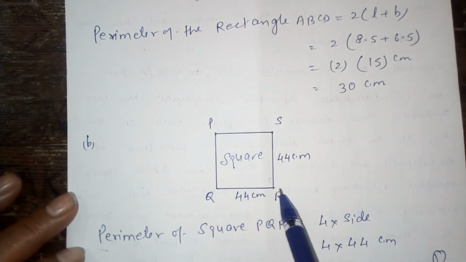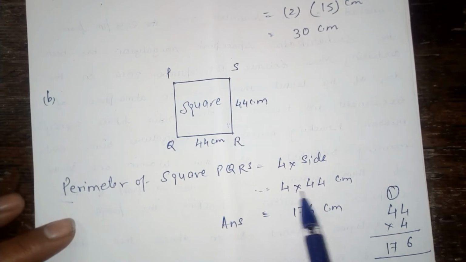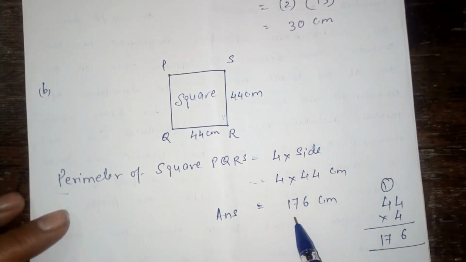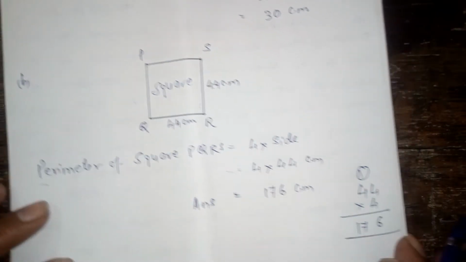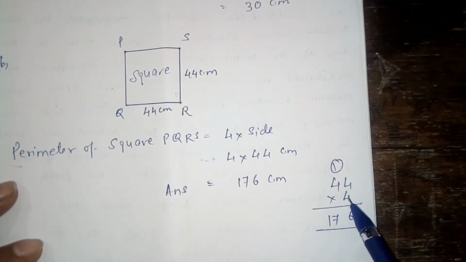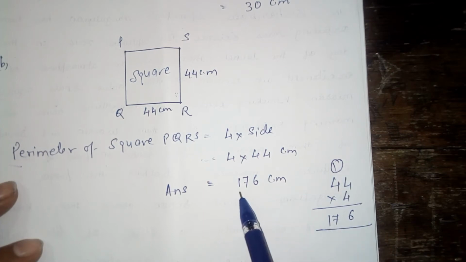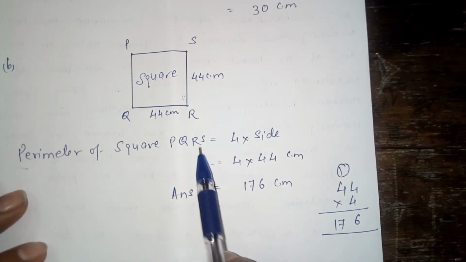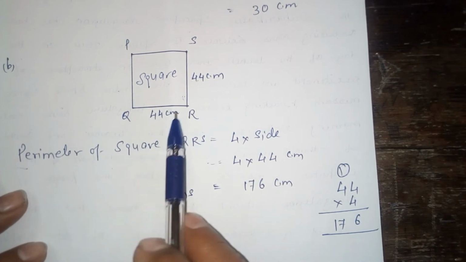Perimeter of square PQRS is equal to 4 into side. Value of side is 44. 44 into 4 will give you 176 centimeter. Look here, 44 into 4. 4 fours are 16, this is 6, carry over is 1. 4 fours are 16, 16 plus 1 is 17. Answer is 176 centimeter. 176 centimeter is the perimeter of the given square PQRS.